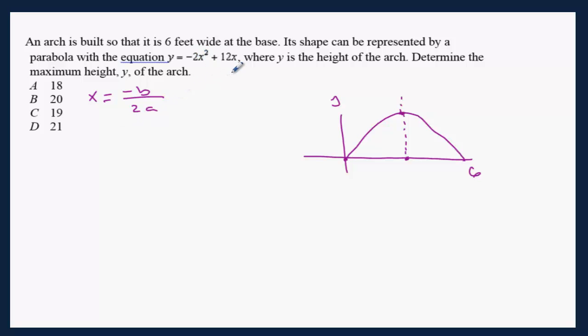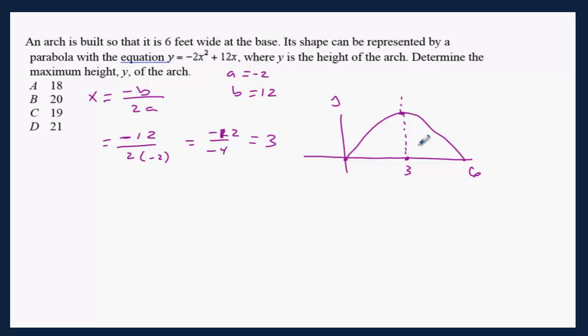We know in this equation a equals negative 2. B is the coefficient of the x, which is 12. So that's going to be negative b, which is negative 12, over 2 times a, which is negative 2. That's negative 12 over negative 4. 12 over 4 is positive 3. Negative over negative is positive. So that's going to be positive 3. This one is 3 here.